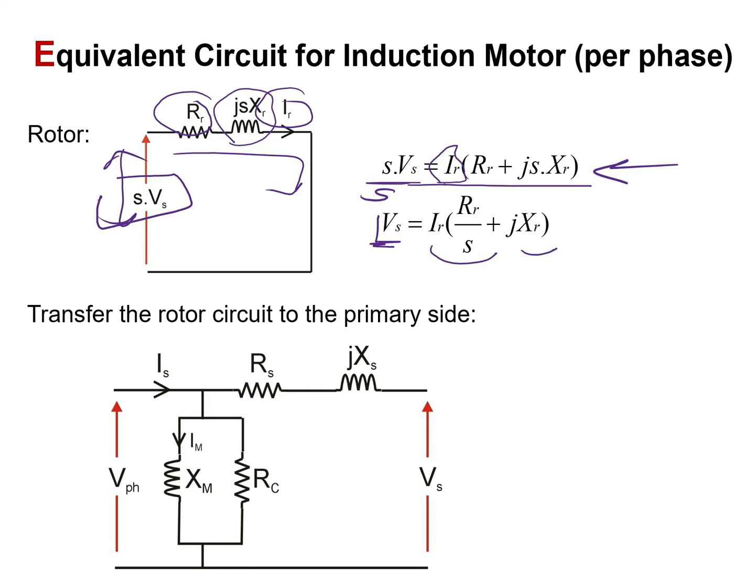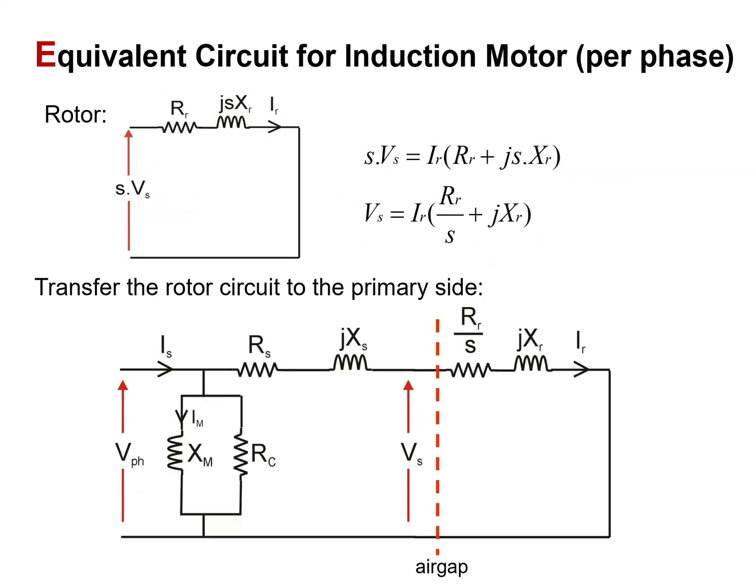So now that we have Vs, we will bring this circuit to the primary side, and it will look something similar to that. So if we bring it, let's now open this. This component will go into here, and this component will go over there. And that's how we can see that the rotor circuit and the primary circuit, or the stator circuit, are now connected together. However, also remember that in between there is an air gap.